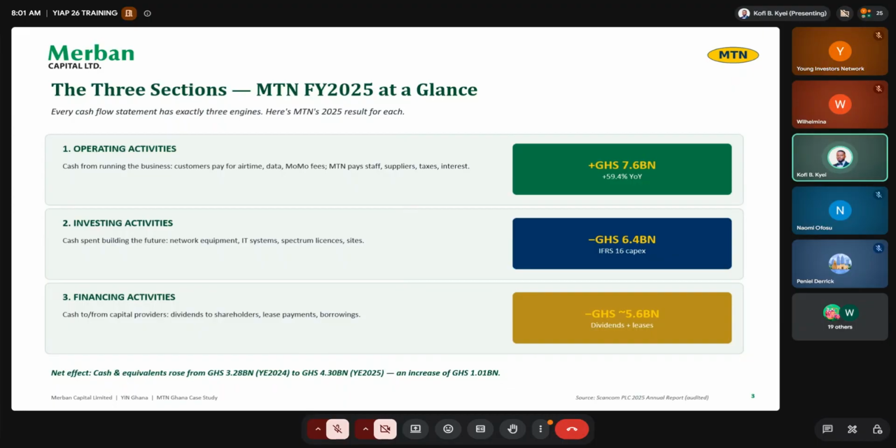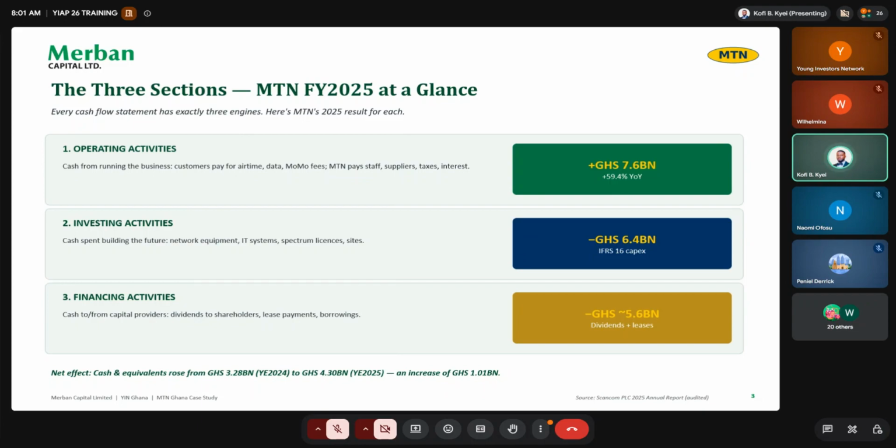I explained that there are three sections: operating activities, investing activities, and financing activities. Operating activities is the cash from running the business. So customers pay airtime, data, momo fees, and so on. Investing activities is cash spent building the future: network, equipment, IT systems, etc. Financing activity is cash to or from capital providers.